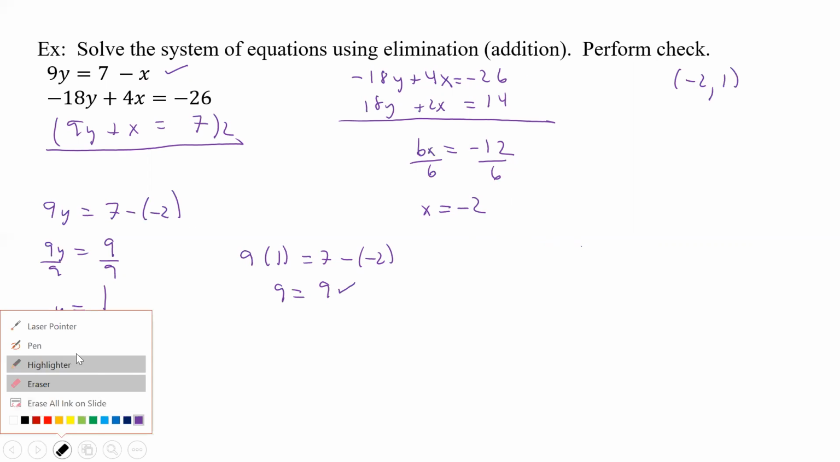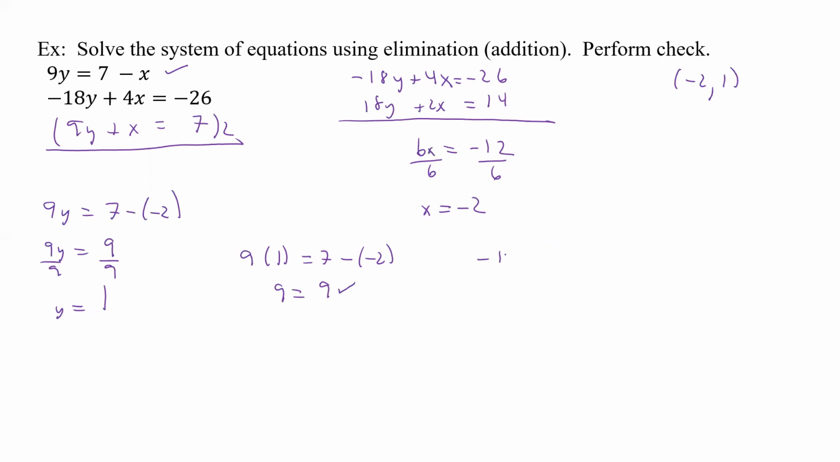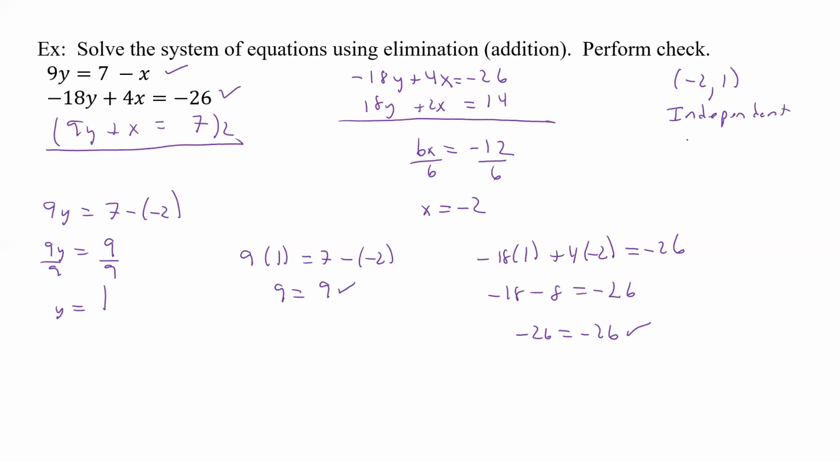Going to check it again, the same equation. Minus 18 times 1 plus 4 times negative 2 equals negative 26. That's minus 18 minus 8 equals negative 26. 8 and 8, 16, carry 1, is minus 26 equals minus 26. It works in that one as well. So again, that's our solution. It's independent and consistent. And so that would be our final solution.